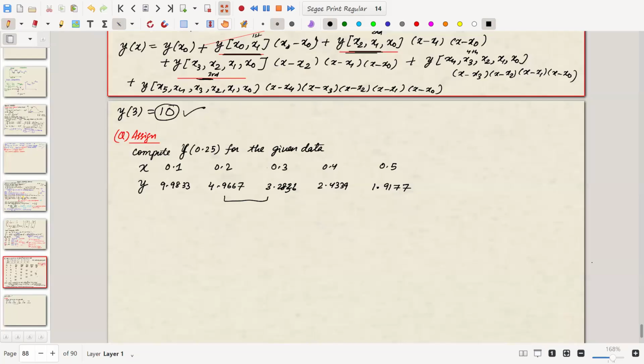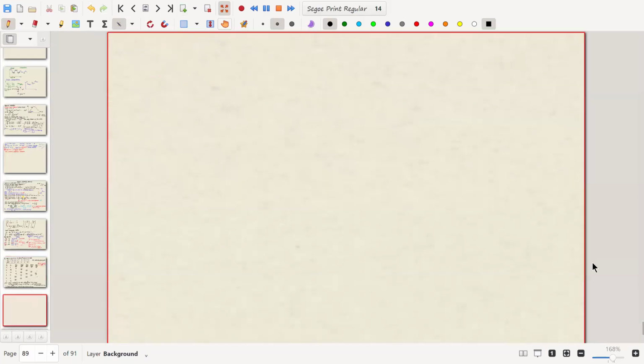Then we'll see a few Python codes if time permits. So this is something known as the Lagrange interpolation technique.